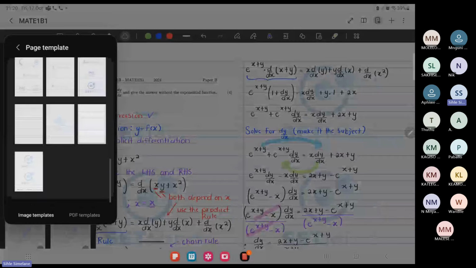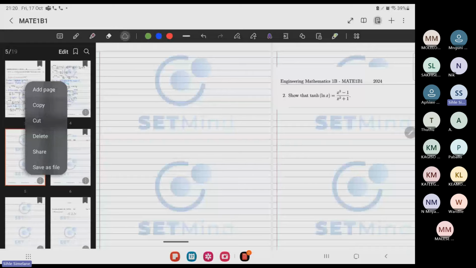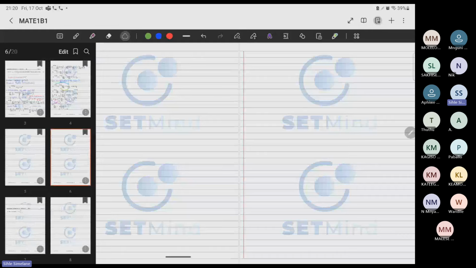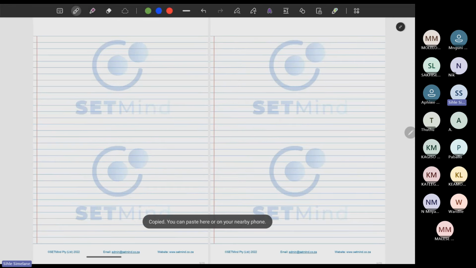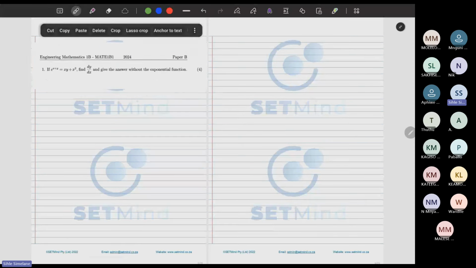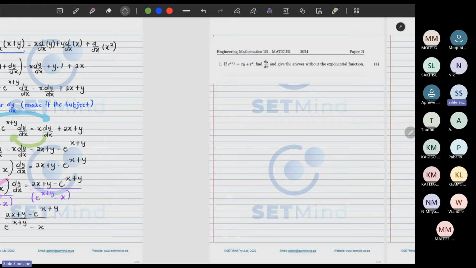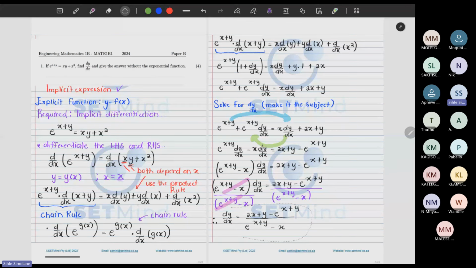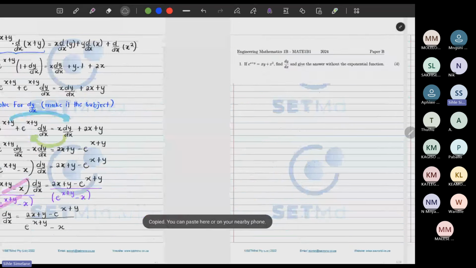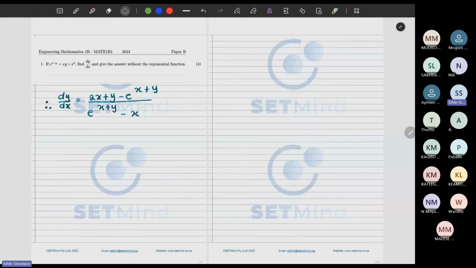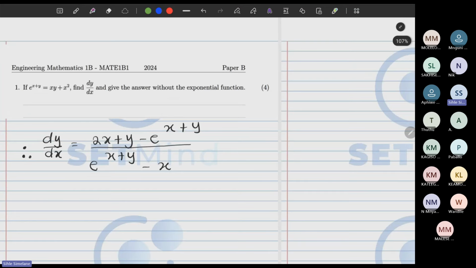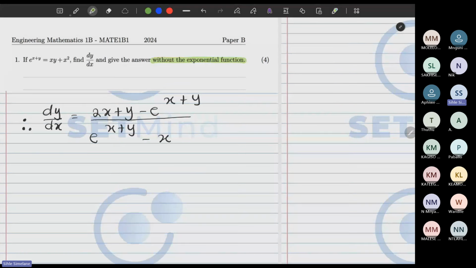And how we are going to deal with that is very simple. Let's take that and put it here, because that part is very important. If we don't sort it out, the lecturer will not be happy with us and will probably take a few marks. So we're done finding our dy/dx. Now we just need to deal with this part here, which is to leave your answer without the exponential function. This is very easy, guys.